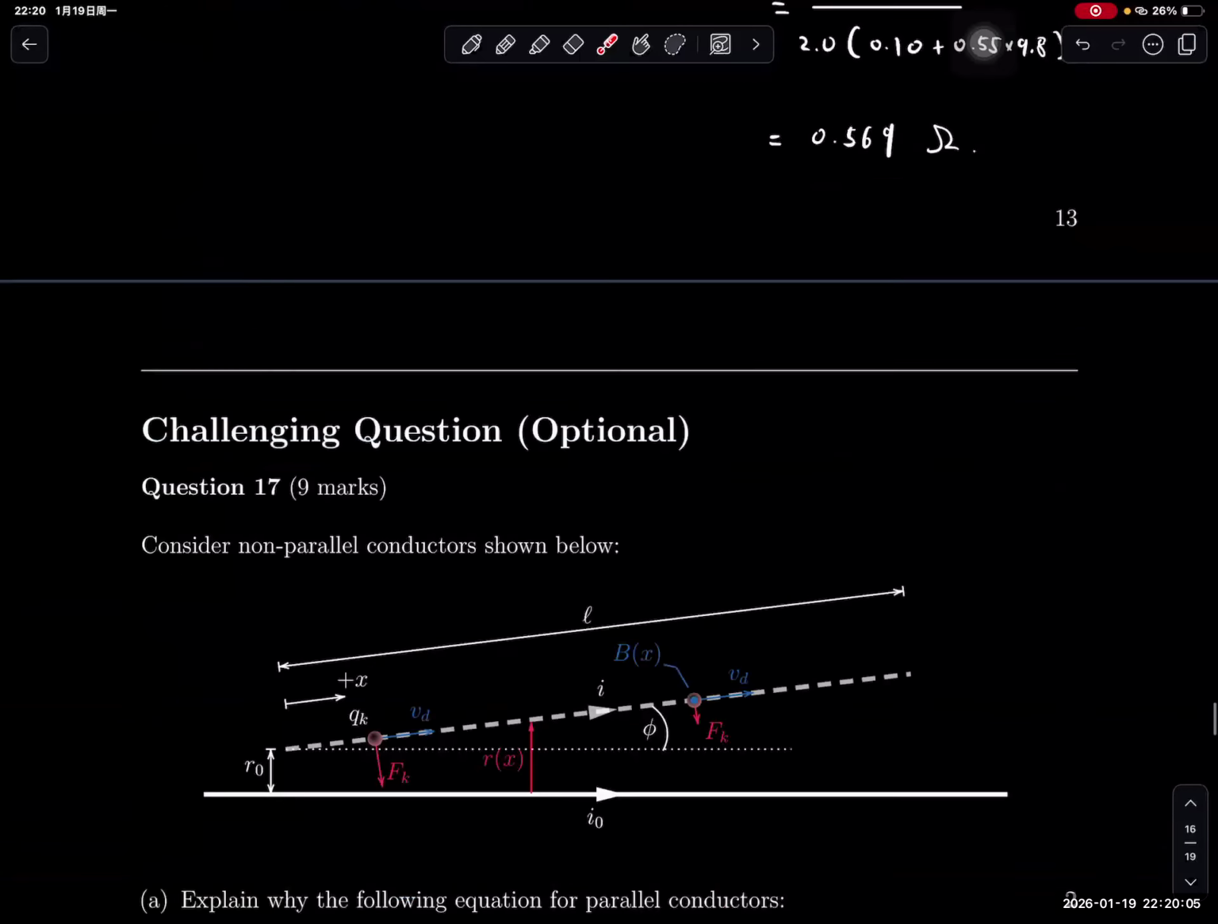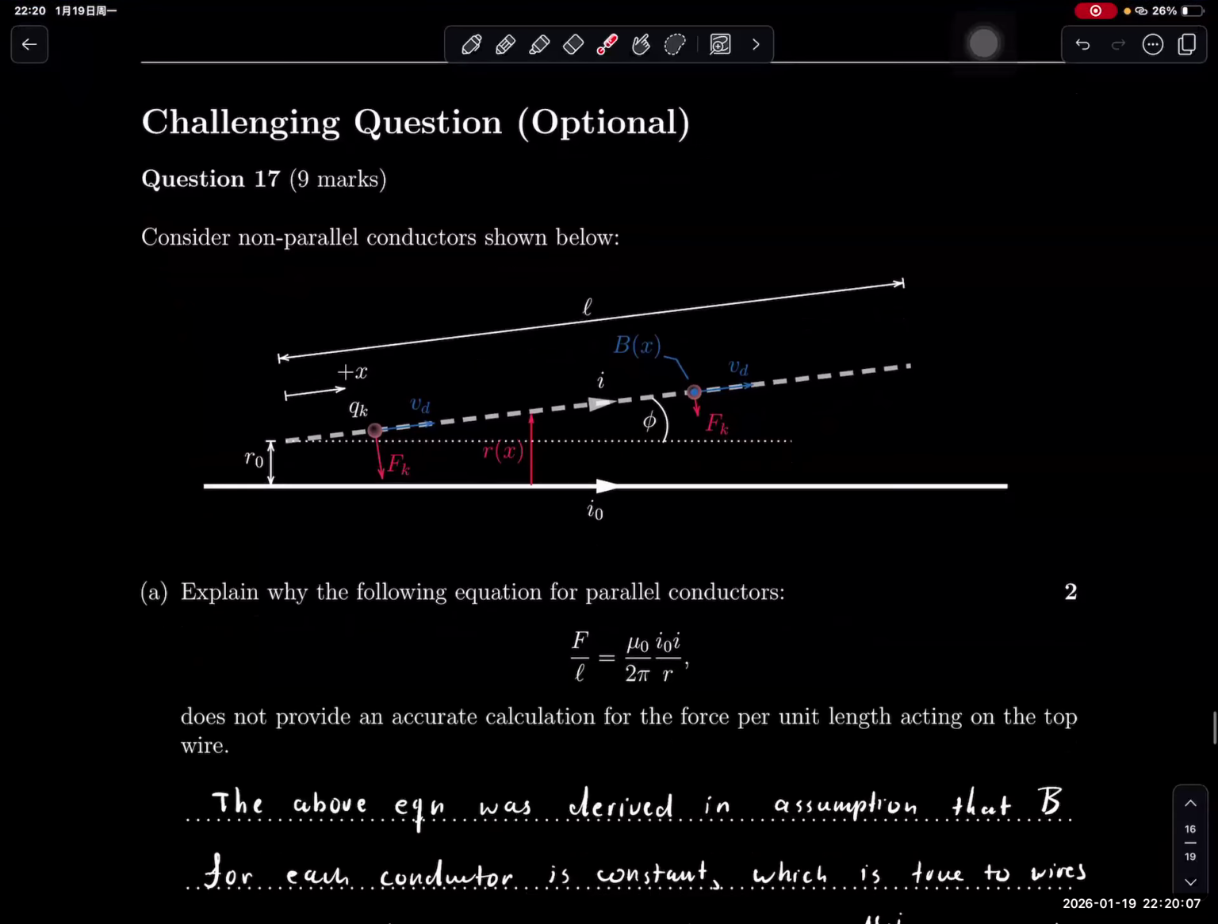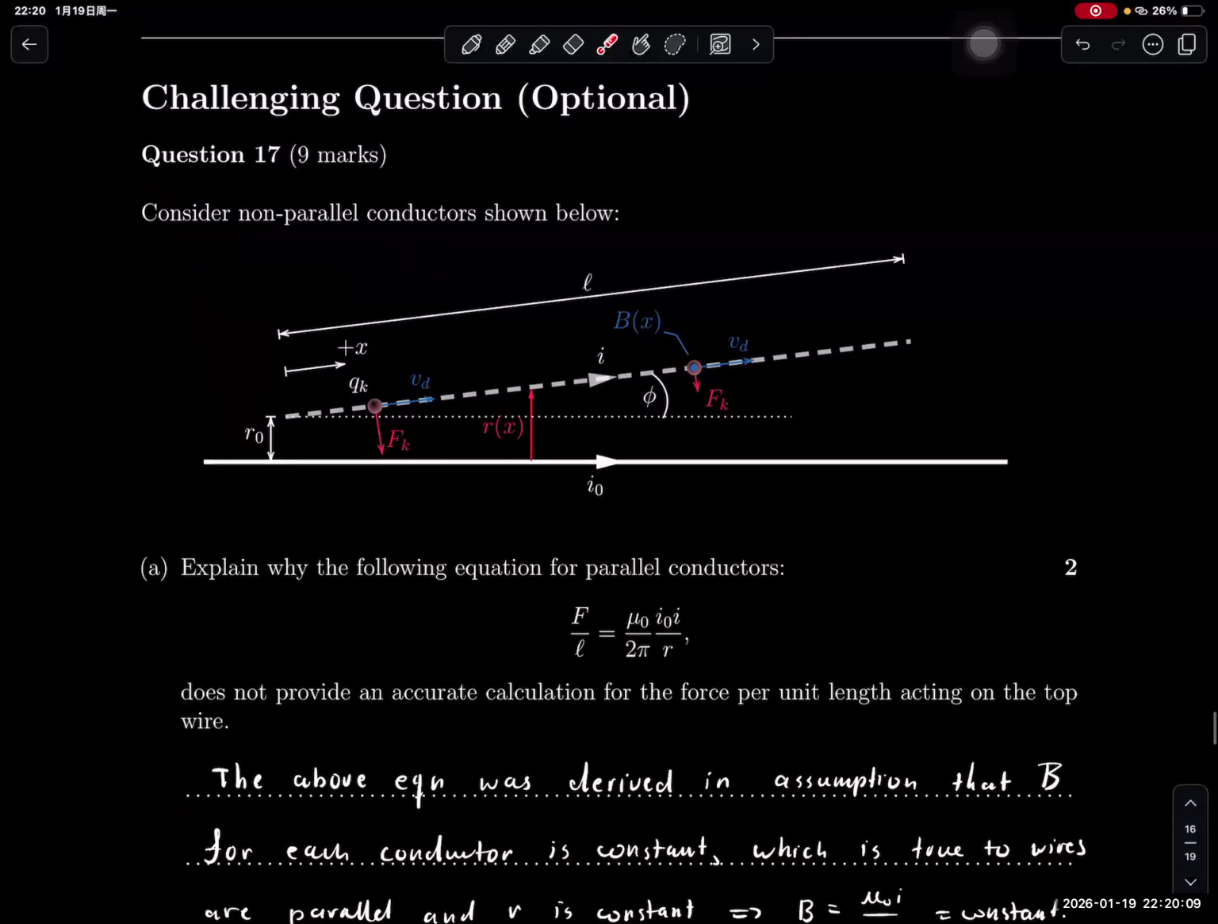The challenging question here is also discussed in the challenging material, or the extension material, in the lesson booklet. If you have very strong skills in 4-unit calculus in terms of integration techniques, including basic integration techniques, and you are very fluent in them, you are able to read the lesson booklet's extension material, which discusses non-parallel conductors.